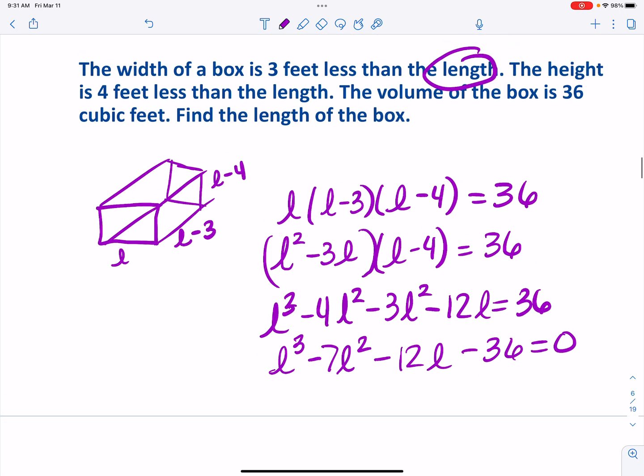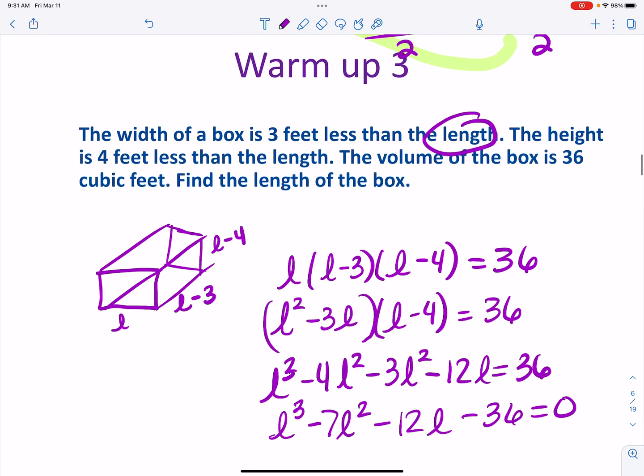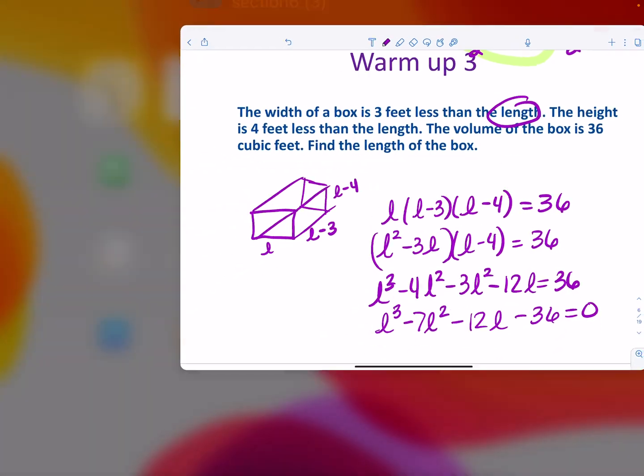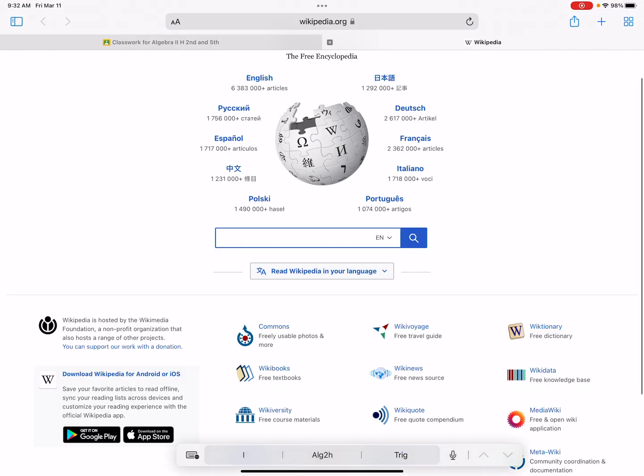So if I look at this, it doesn't factor. Okay, and so we're just kind of looking at this like what my other options are. So I do have an equation, right? So I'm going to go ahead and go to Desmos.